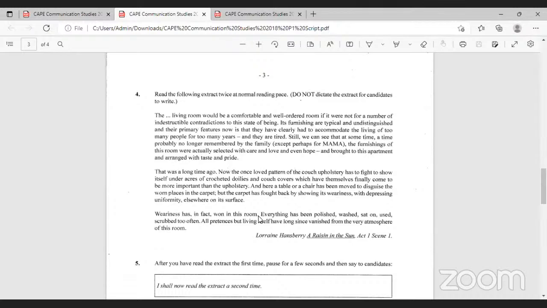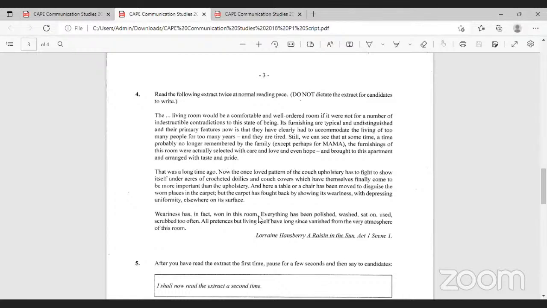Still, we can see that at some time, a time probably no longer remembered by the family, except perhaps for Mama, the furnishings of this room were actually selected with care and love and even hope, and brought to this apartment and arranged with taste and pride. That was a long time ago. Now the once loved pattern of the couch upholstery has to fight to show itself under acres of crocheted doilies and couch covers, which have themselves finally come to be more important than the upholstery.